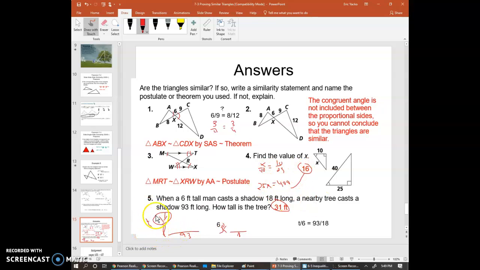For number 5, draw out the picture. You have a height of t for the tree, which we don't know. The shadow is 93. The guy's height is 6 and his shadow is 18. So the proportion you could use is the tree's height to the guy's height, t to 6, is equal to 93 to 18. You just have to make sure that you are consistent in the same order: tree to guy, height to height, shadow to shadow, tree to guy. Be consistent with your ratios.